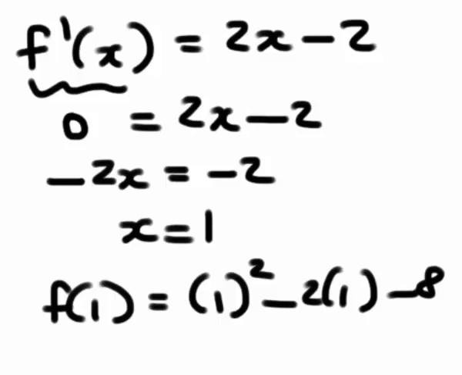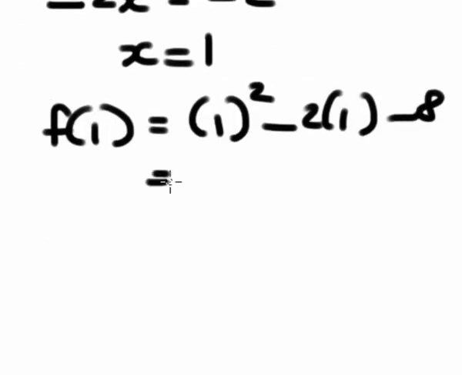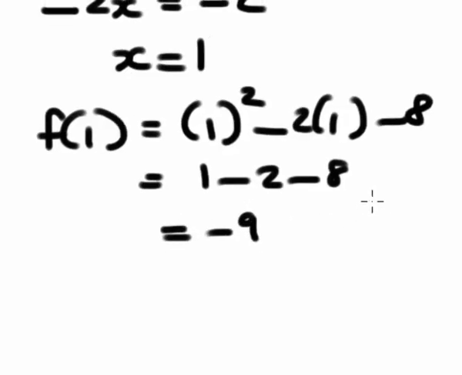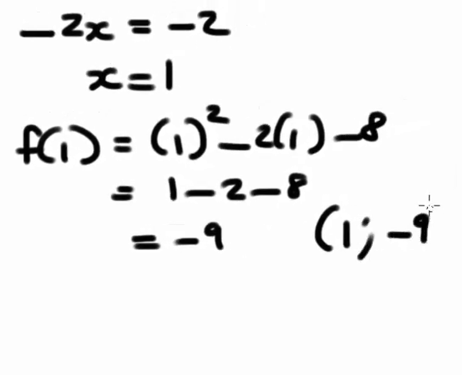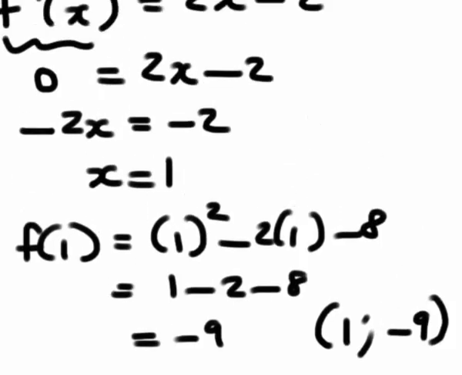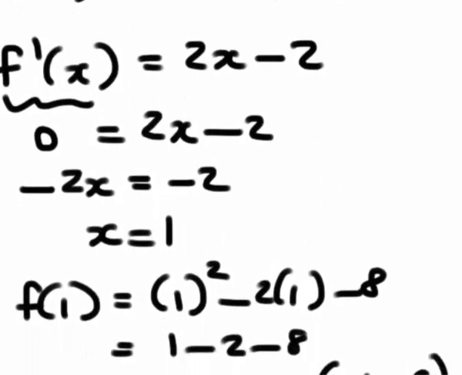And what do we have here? We're going to have here 1 minus 2 minus 8, which is negative 9. So your turning point is at 1, negative 9. Okay, which is great. That's one of the methods that you can use.